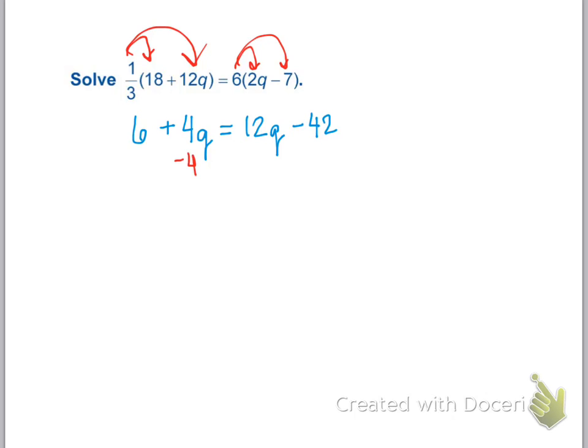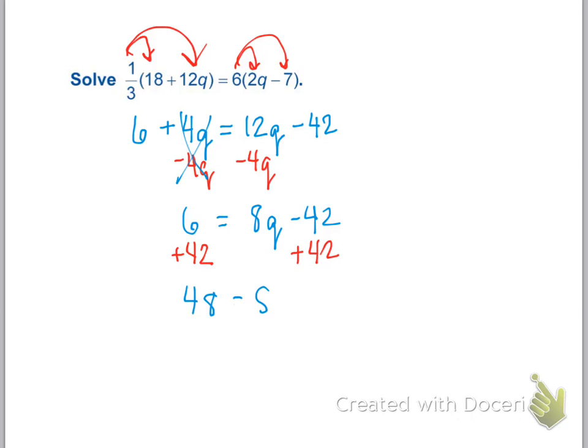All variables on one side. That leaves me with 6 equals 8q minus 42. Add or subtract. That gives me 48 equals 8q. Multiply or divide. That gives me 6 equals q. Final answer. Hopefully you guys feel like you're getting the hang of this.